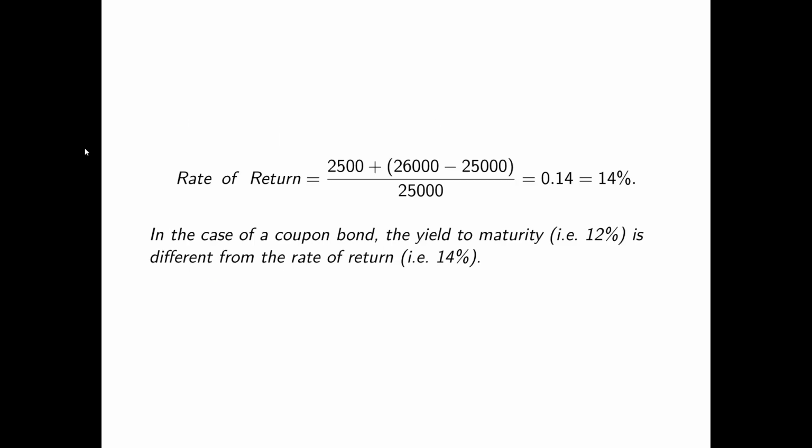So in this case, we can calculate the rate of return. This is the benefit received for holding the bond, aka the coupon payment. This is the increase in the value of the bond after 1 year of holding it. All this as a percentage of the purchase price of the bond. And you can see that the rate of return is 14%. Remember that in the question, we said that the yield to maturity or interest rate was 12%, but in this case, it is different from the rate of return, which is 14%.